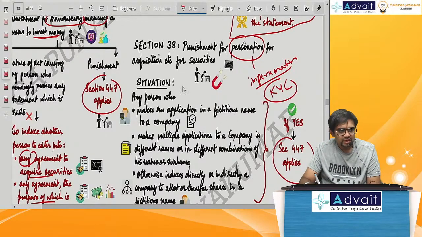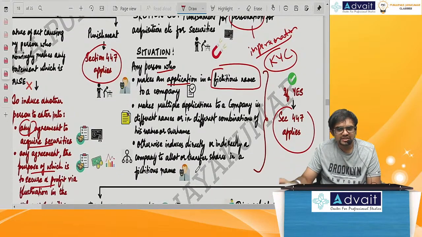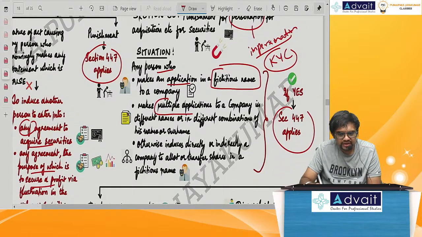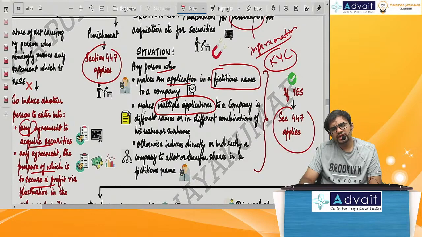If a person makes an application in a fictitious name, or makes multiple applications to the company in different names, in different combinations. Your name is Sri Harsha. I'll first make an application in the name of Harsha. Next I'll make an application in the name of Sri. Next in the name of Sri Harsha. Then Sri H. Then S Harsha. Everybody is the same person. That is called personation.